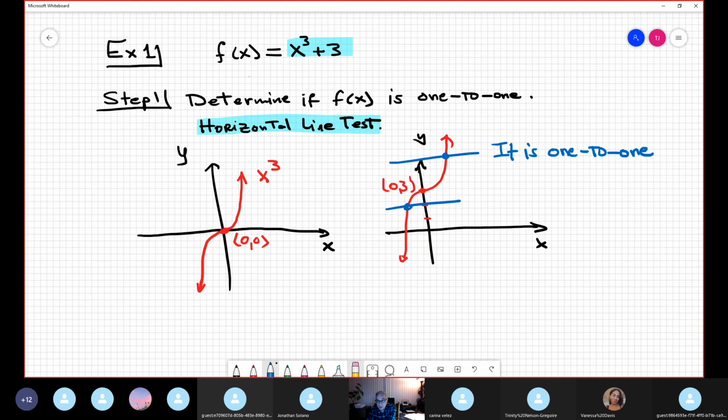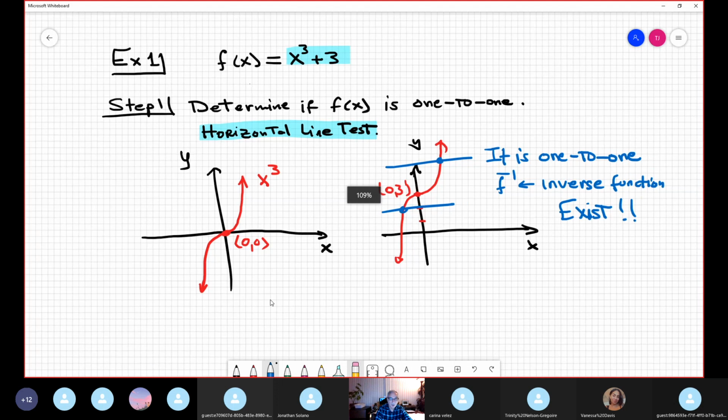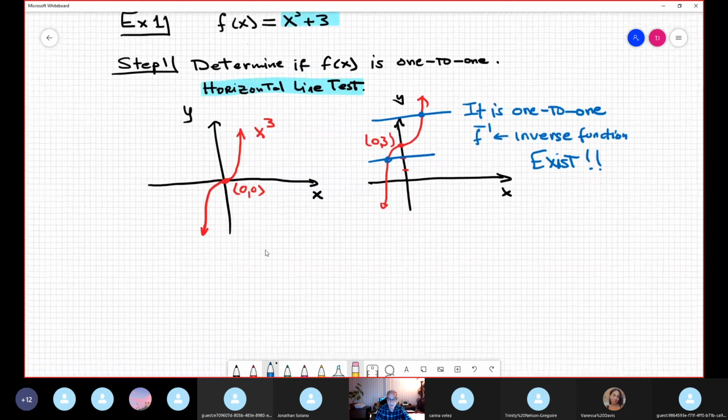I know, theoretically, that any 1-to-1 function is invertible. In other words, the inverse function exists. This is the symbolic way to indicate the inverse function. Okay, this is step 1, verification: is it 1-to-1 or not? If the answer is no, we finish this example because we have no inverse function.